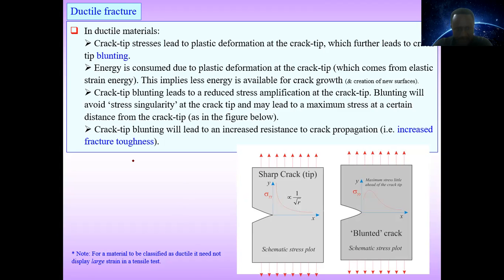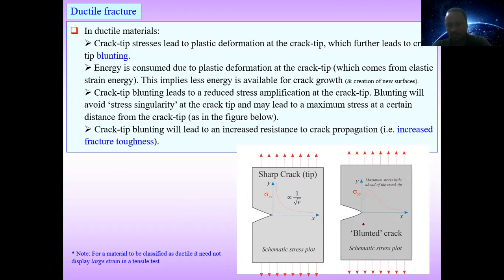So we can see here sigma YY for sharp crack tips. This is the sharp crack tip, as we see. As we move away from the crack tip, the stress decreases, which is a function of 1 over square root of r. When we come to the blunt tip, the maximum stress is a little ahead of the crack tip.